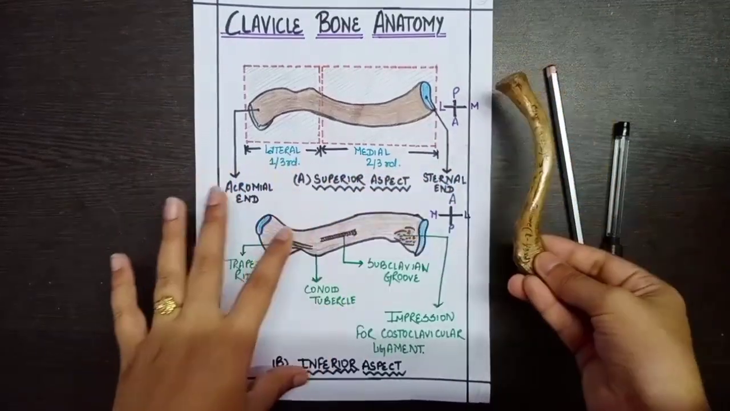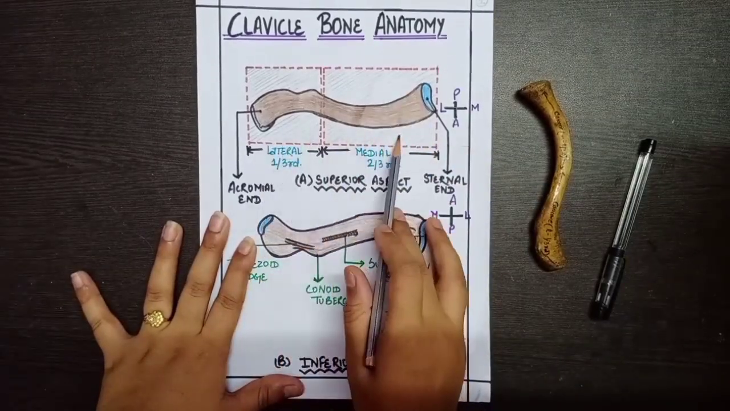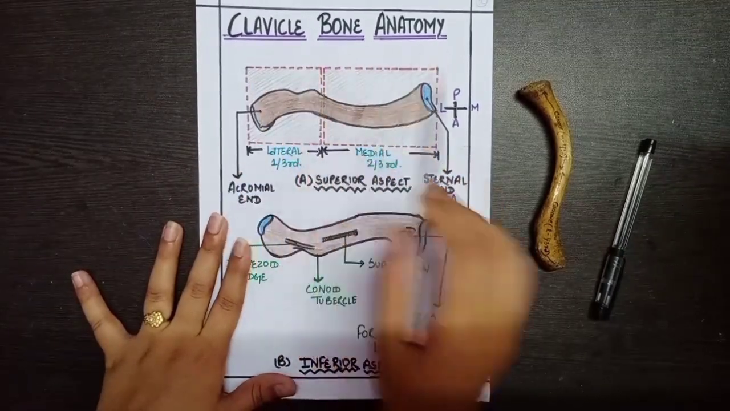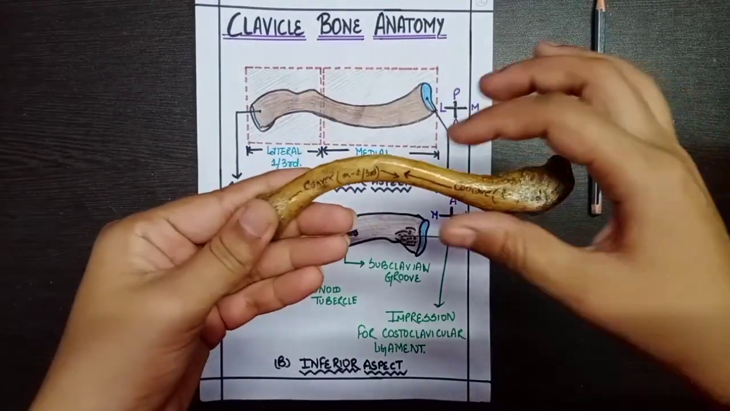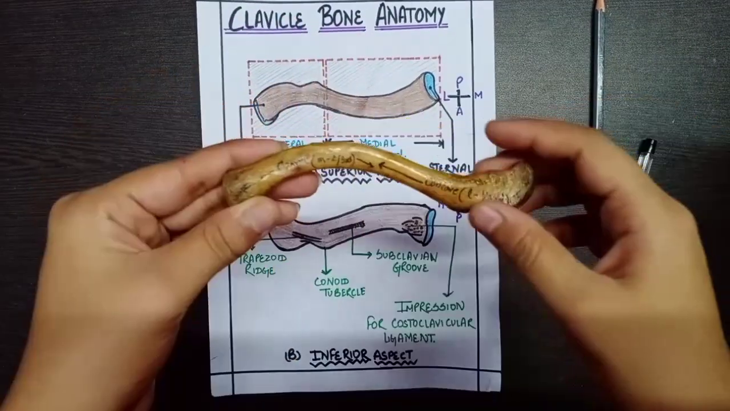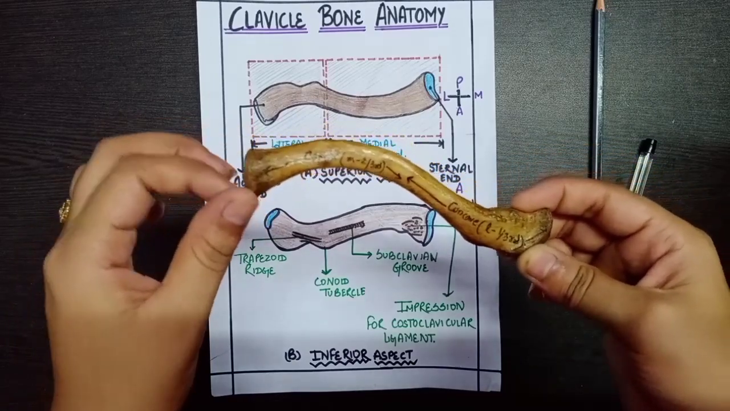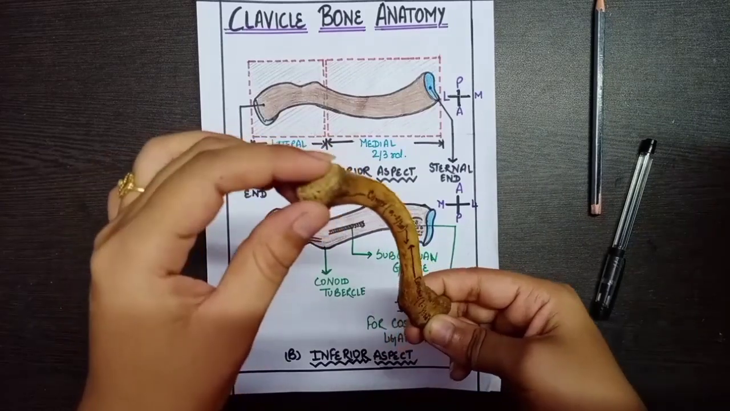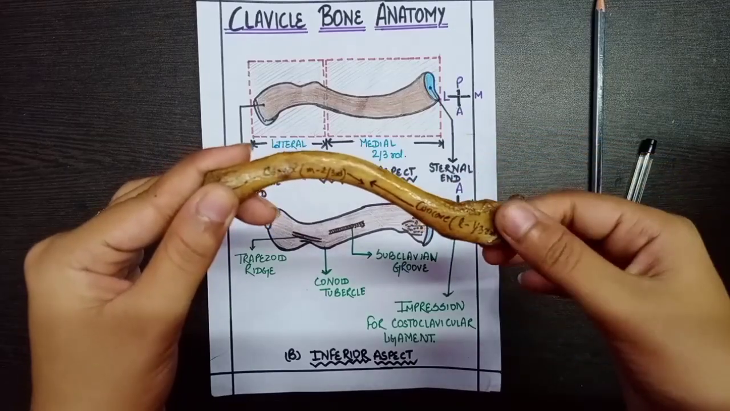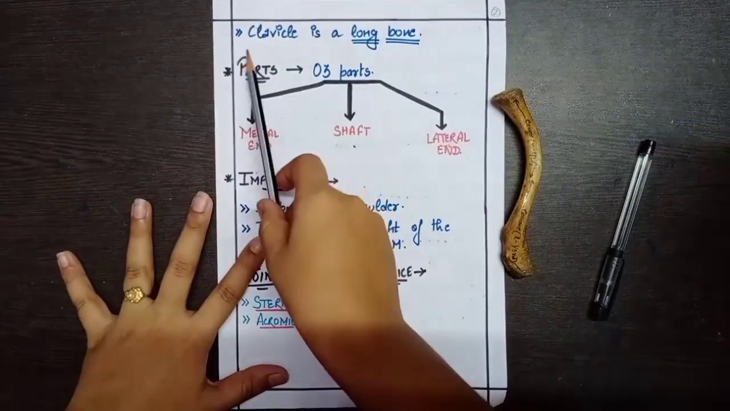Now if we go through the notes, I have made a diagram here. In this, it has been shown that it has two ends. The shaft is divided into two parts, lateral 1/3 and medial 2/3. If you see in the bone, this is your lateral 1/3 of the shaft and this is the medial 2/3 of the shaft. The other thing we can see here is the two ends. This one, the round, quadrangular and large head, is your medial head, which is also known as the sternal head, and this one, the lateral side or the flattened end, is known as your acromial end or the lateral end.